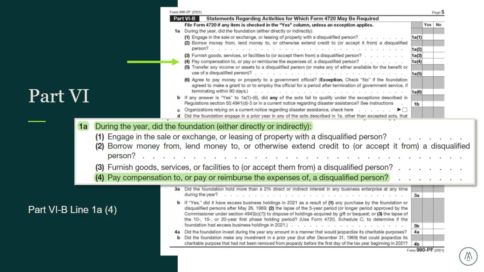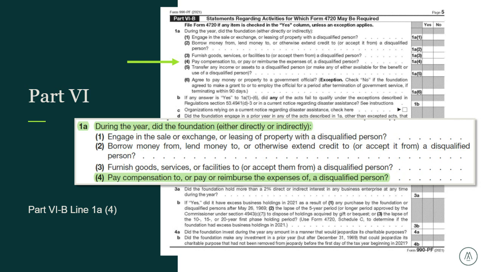So section 6, part B, a series of questions, asks whether the foundation has violated any rules that may cause it and its managers to be penalized. As we know, a self-dealing transaction results in an imposition of an excise tax on the disqualified person who engages in the self-dealing transaction, and may also be imposed on the foundation managers who knowingly participate in any acts of self-dealing. Part 6B, line 1a4, compensation or reimbursement of expenses of a disqualified person.